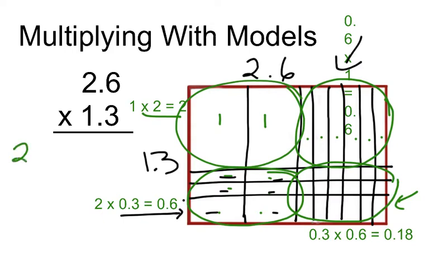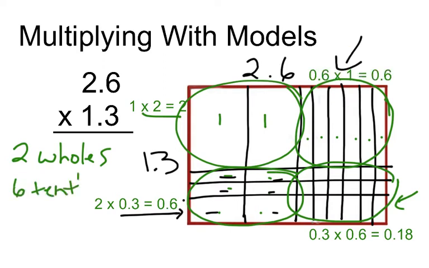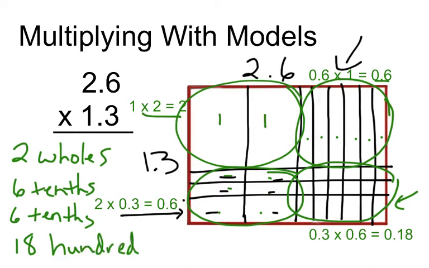So I have 2 wholes, and I have 6/10, plus another 6/10, and another 18/100. And then I can just add all my totals together.